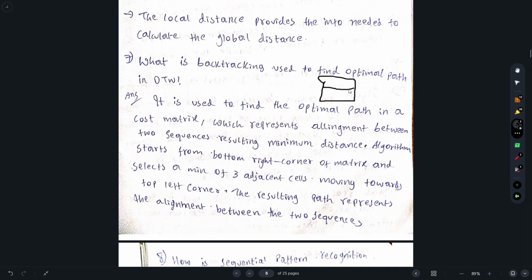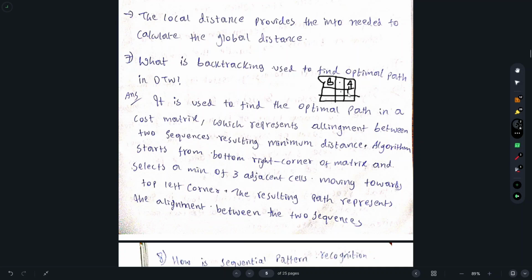If we consider a matrix like this, with a starting point and an ending point, it will start from the bottom right corner of the matrix and select the minimum of three adjacent cells moving towards it. So it will select this 3. The resulting path represents the alignment between the two sequences.